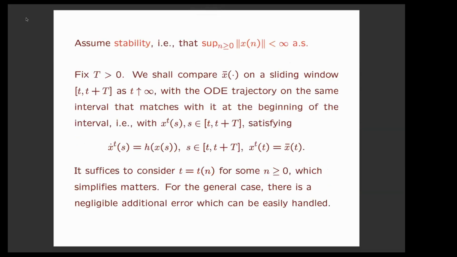And I'll assume, as I said, this is the non-trivial assumption for stability: that the iterates remain bounded. And then the idea is that you fix capital T and take a moving window, t to t plus capital T. If you compare from time 0 forever, the errors are going to add up. So you can take a moving window and compare it with your trajectory. So I take this window t comma t plus capital T and compare it with this ODE trajectory x^t(s) for s belonging to t comma t plus T. So the superscript will denote the initial state.